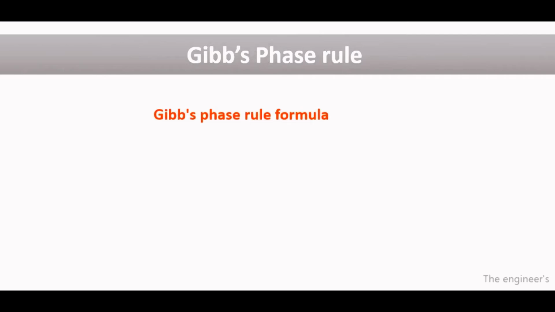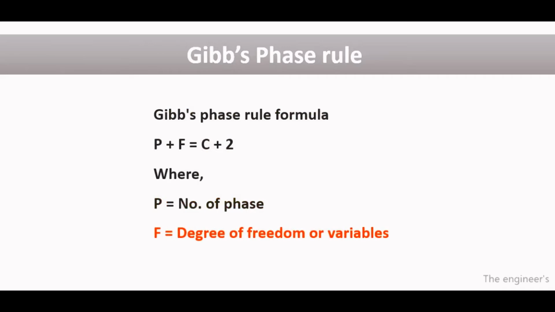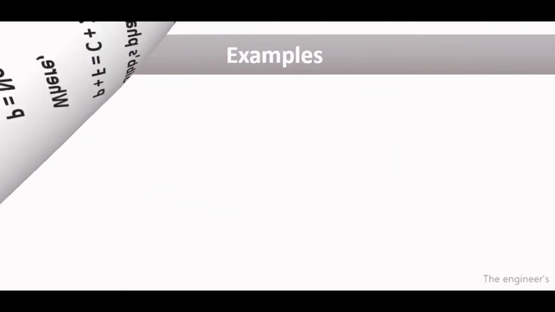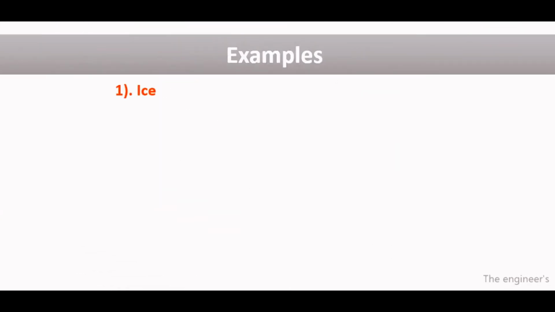So first we describe the Gibbs phase rule formula, that is P plus F is equal to C plus 2, where P is the number of phases and F is the degree of freedom, or sometimes it's called a variable, and C is the number of components. So by using this formula, we are going to find out the degree of freedom, that is denoted by F. This formula is very simple and straightforward. So directly, let's solve some examples.